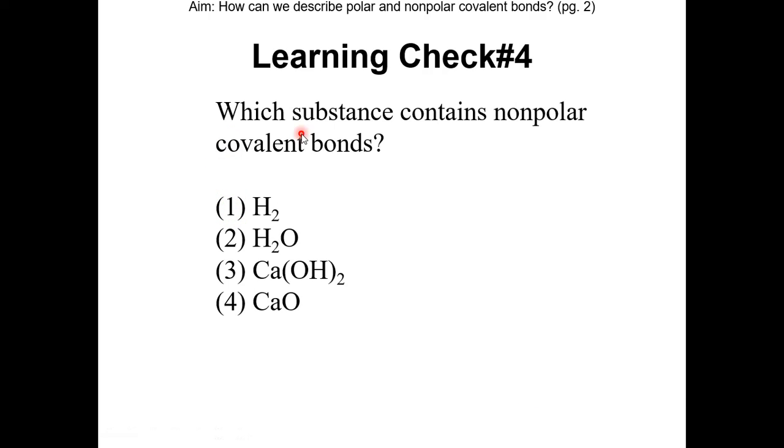Learning check number 4. Which substance contains nonpolar covalent bonds? Pause the video and resume once completed. For nonpolar covalent bonds, the electronegativity difference must be less than 0.5. If we look at choice 1, it's between the same elements, therefore electronegativity difference is 0. So the answer is choice 1.